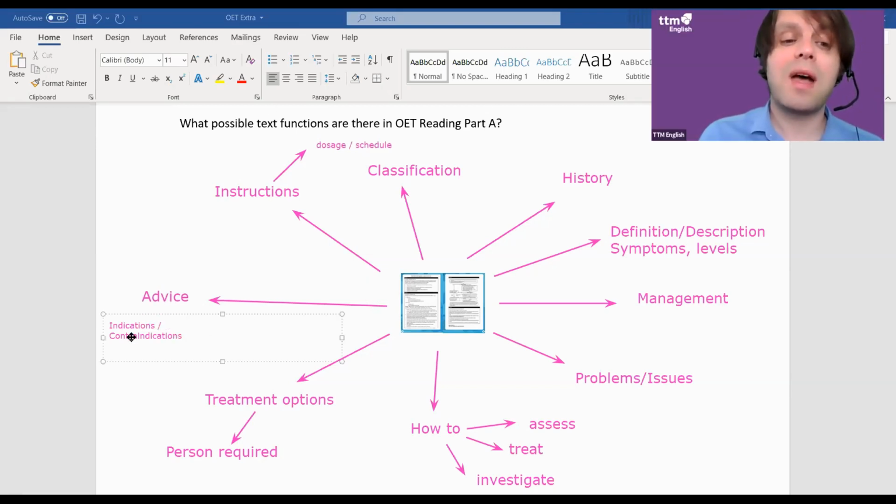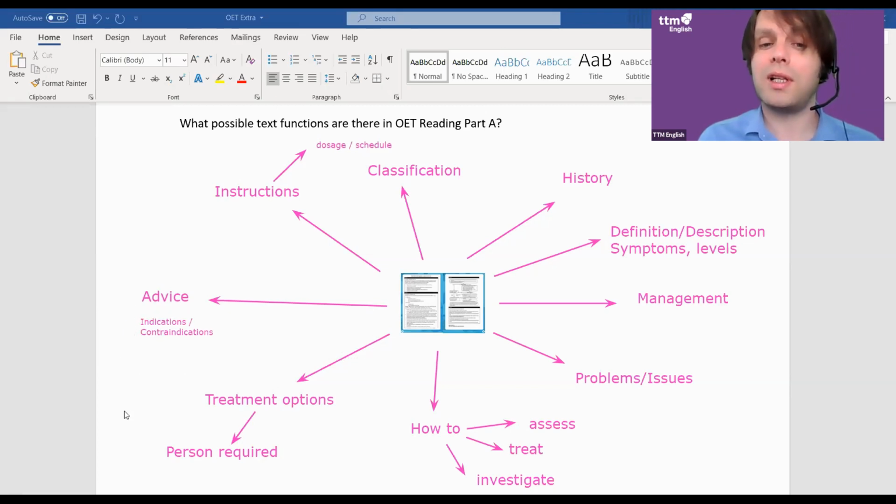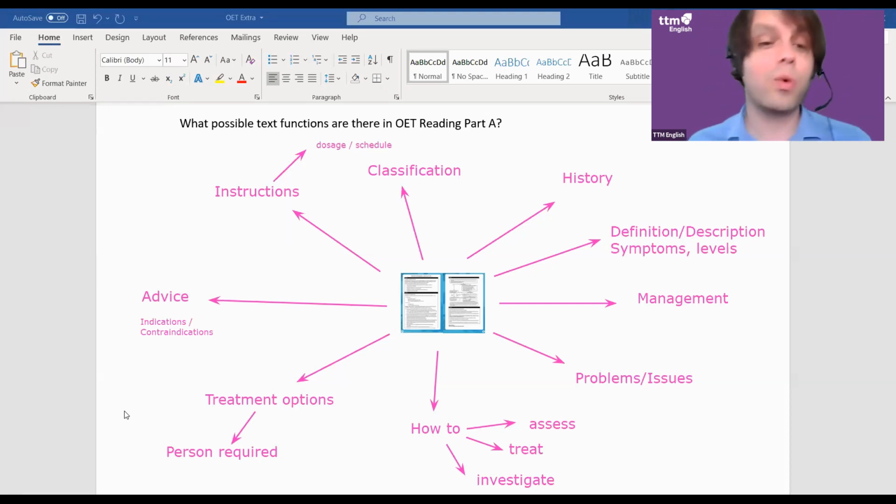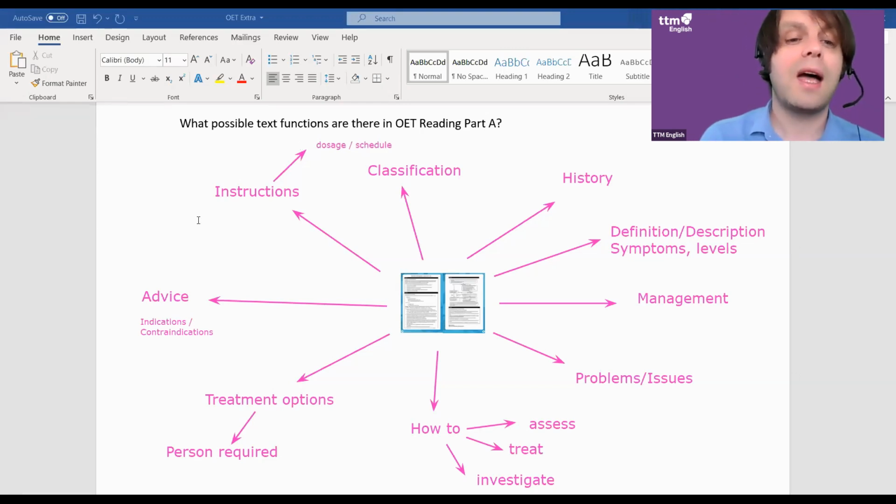So think now, guys, about text that you've seen in your hospital or clinic. Are there any other functions that we're missing? Just think, we've got everything here. Instructions, history, description. That's everything I wrote down. Oh, there's one more kind of thing. I want to separate guidelines from advice.